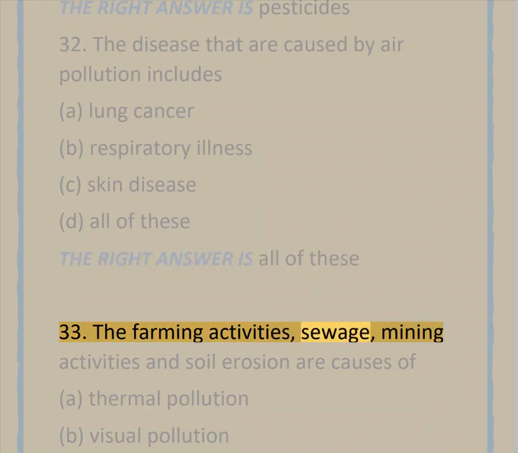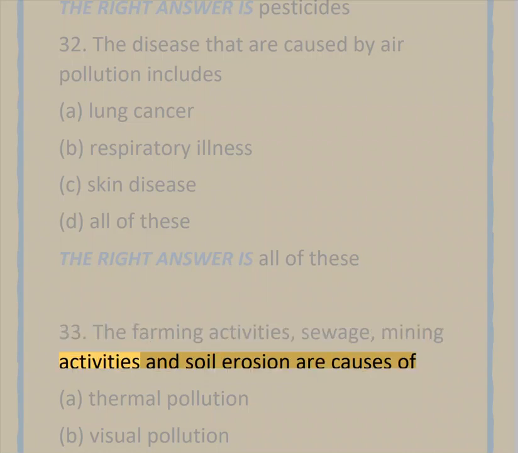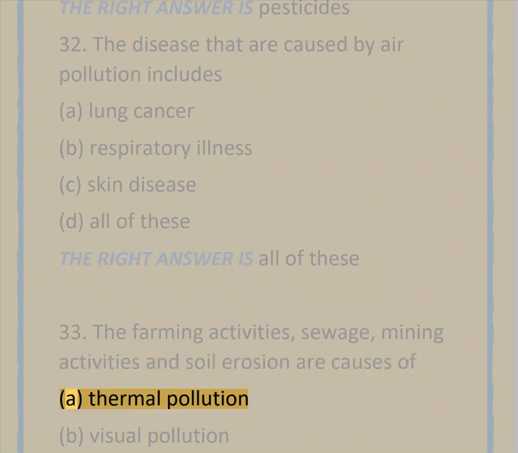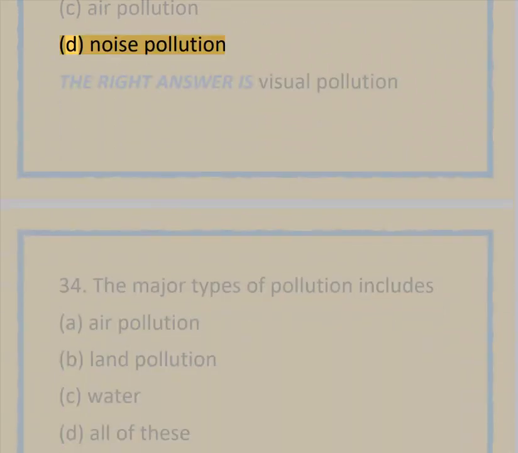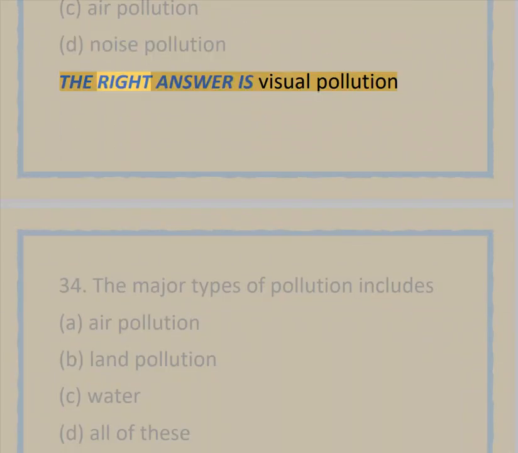33. The farming activities, sewage, mining activities, and soil erosion are causes of A. Thermal pollution, B. Visual pollution, C. Air pollution, D. Noise pollution. The right answer is visual pollution.